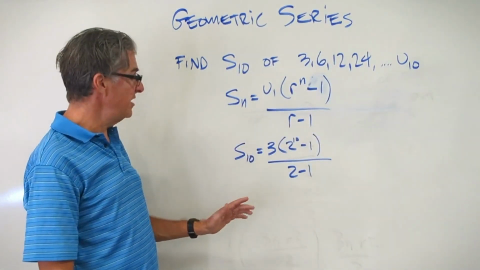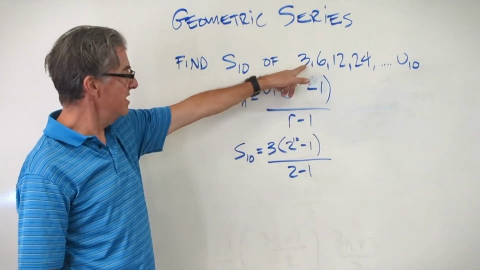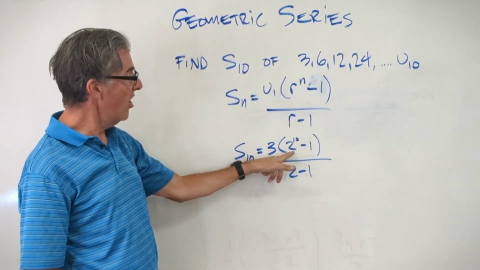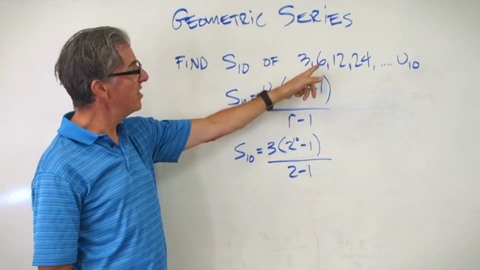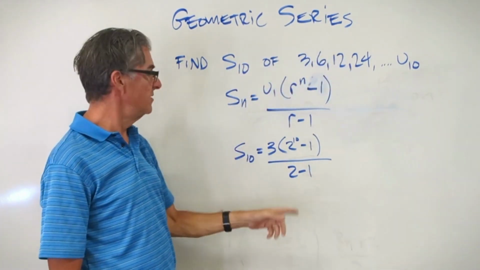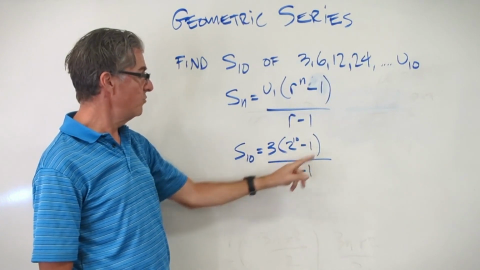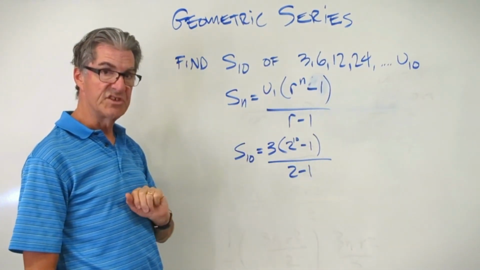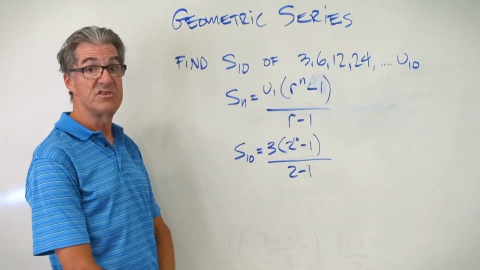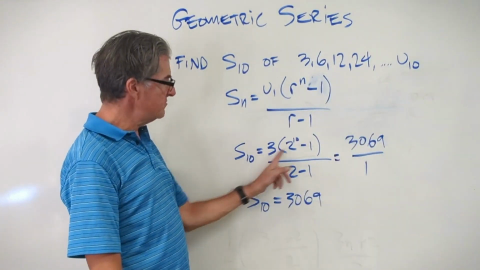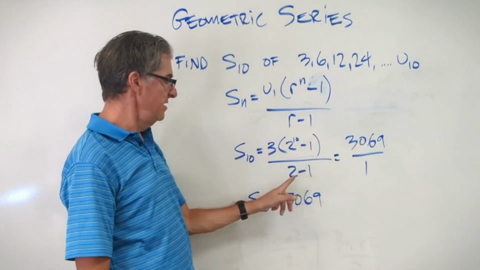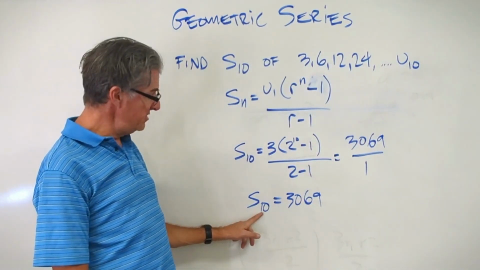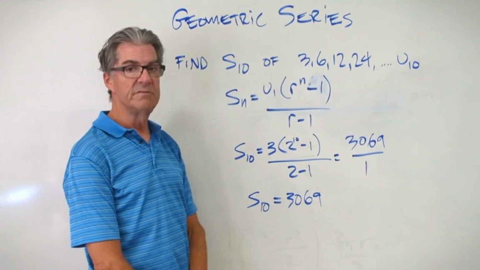Okay, so here's the plug-in step. U1, which is just 3, times r to the 10th, because we're doing the 10th term. R in this case is 2. We're multiplying each term by 2 to get the next term. So it's 2 to the 10th minus 1 over 2 minus 1. So if you haven't already crunched the numbers, go ahead and finish this one and find out what the sum of the first 10 terms is. Okay, I crunched my top here and I got 3069. 2 minus 1 is just 1. So this ends up being the sum of the first 10 terms of this sequence is 3069.